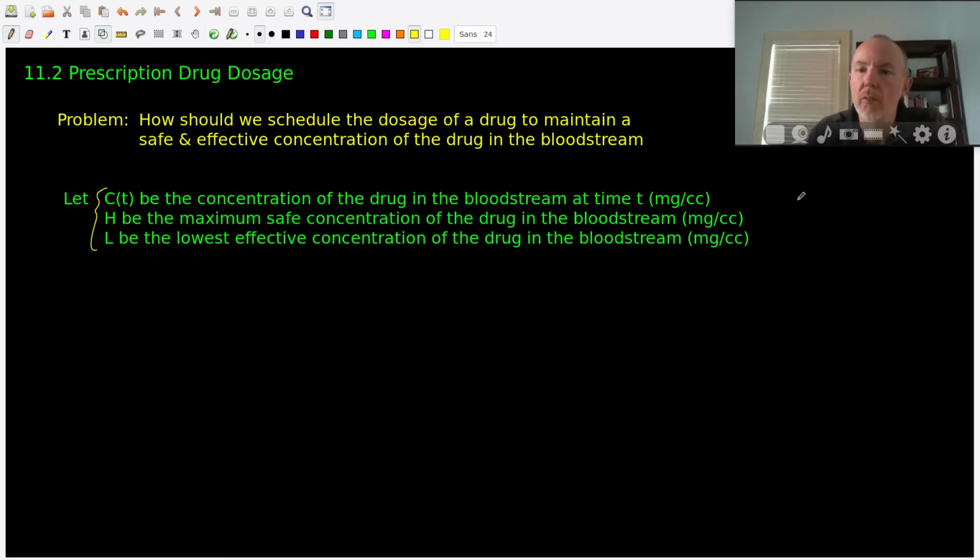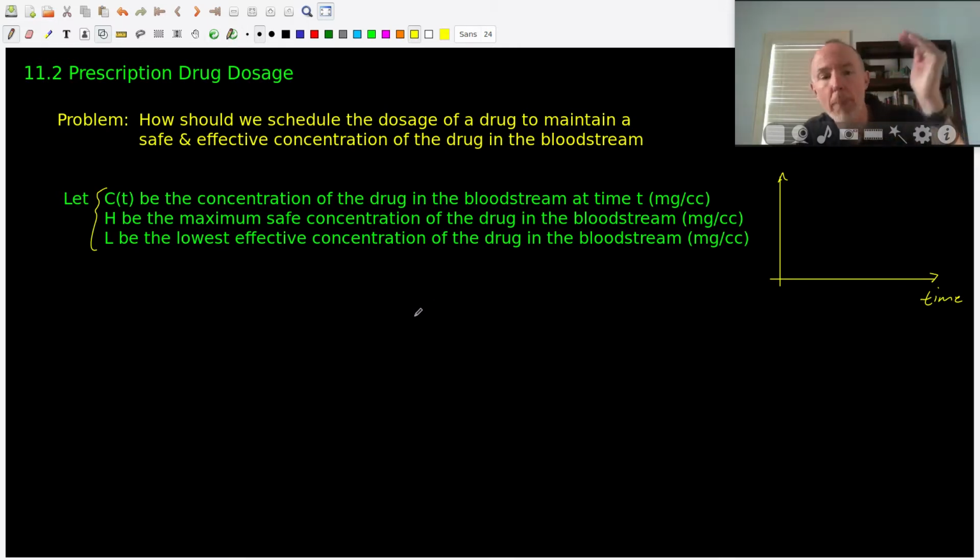And then I'm going to define two variables, h and L, where h is the highest safe concentration of the drug in the bloodstream. Presumably anything above that level can cause damage, and so you want to avoid being above h. And also L is the lowest effective concentration, so if you're below L, the drug's not doing anything, and so you want to stay above L.